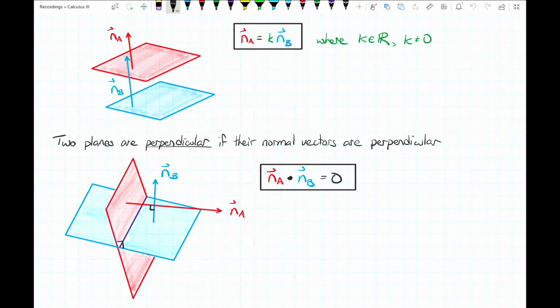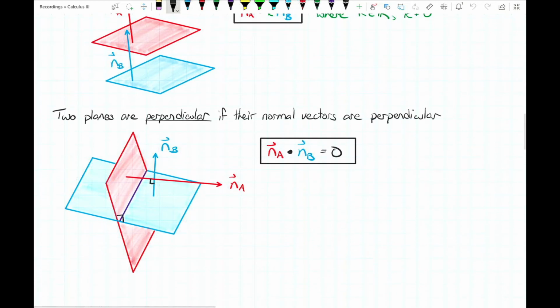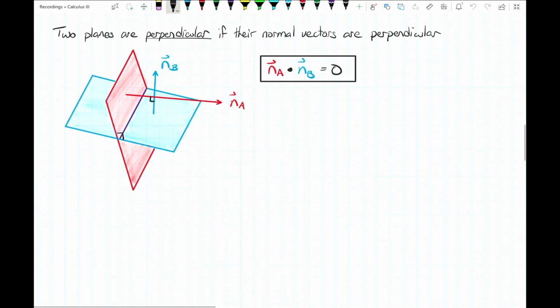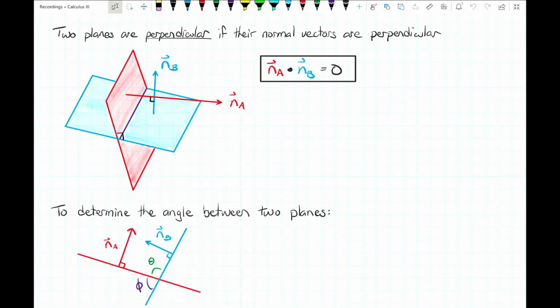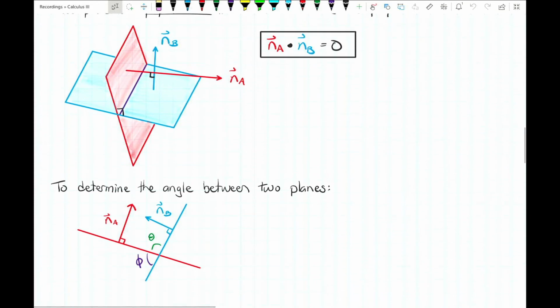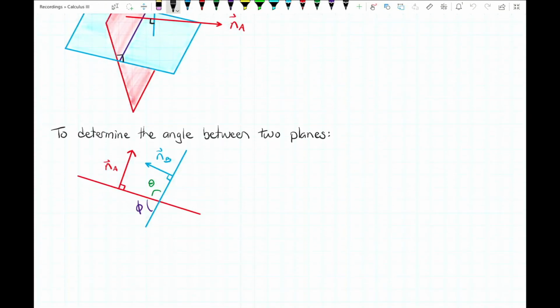Okay, well, what if the normal vectors are not perpendicular and they're not parallel? Then we may wish to determine the angle between these two planes. It may help to visualize these two planes from a side view. If we're looking at this plane A from a side point of view, basically like we are a point on the plane, then it would just look like a line from this particular angle. And here's the normal vector forming a right angle with that plane.